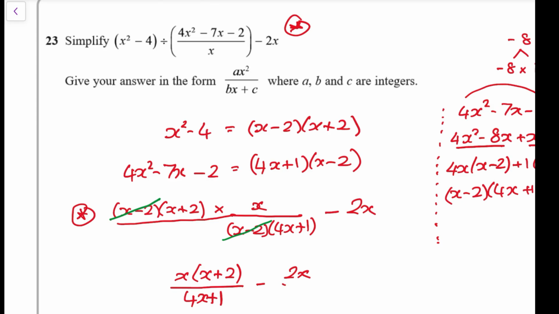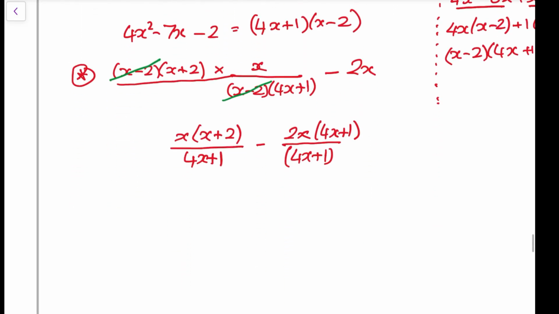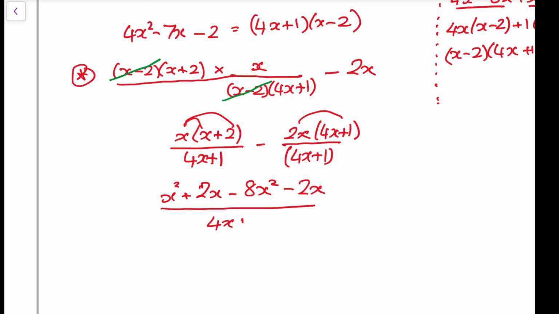Now I need my denominator. In order to add fractions, you can only add or subtract fractions if the denominator is the same. So I'm going to have to multiply top and bottom by 4x plus 1. And now my denominator is the same, I can therefore combine into one fraction. So x times x is x squared, x times 2 is 2x, minus 2x times 4x is minus 8x squared, and minus 2x times 1 is minus 2x, and all of that is over 4x plus 1.